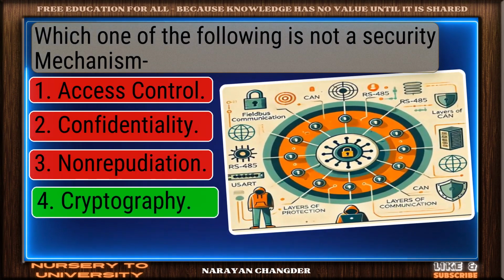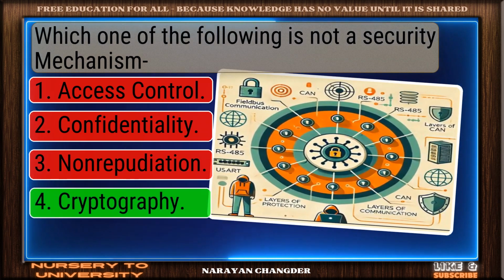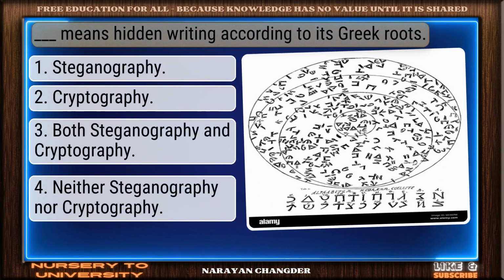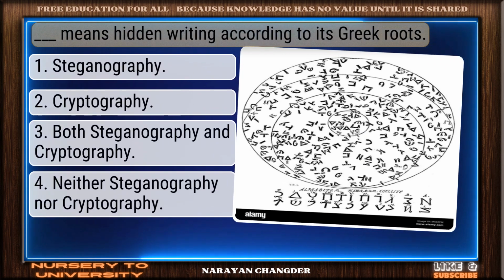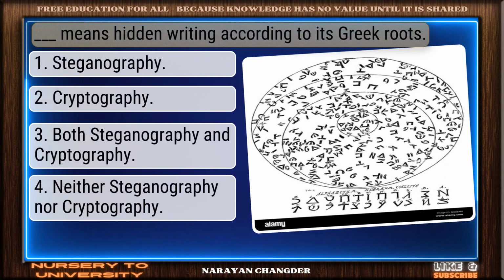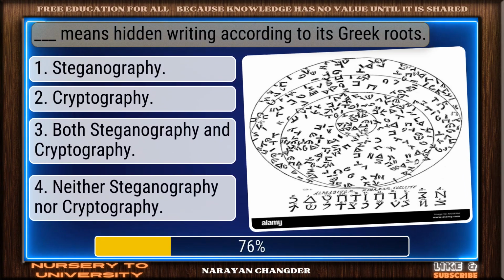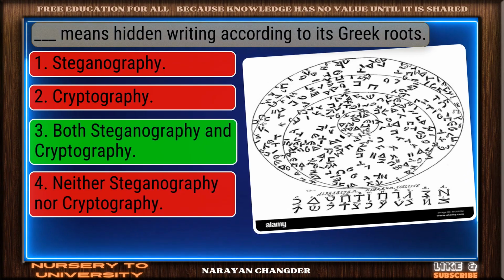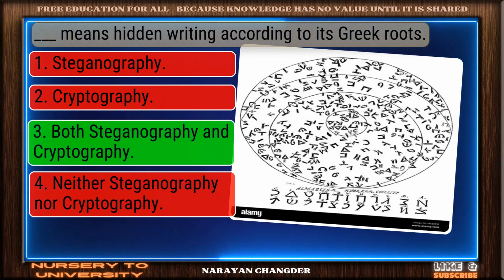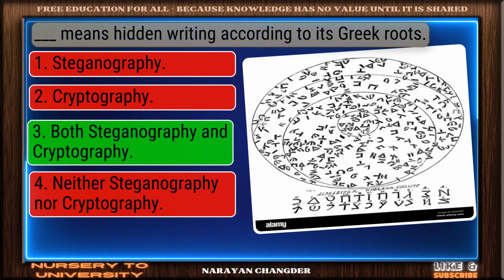Right choice. Cryptography is the best answer. Question number 39. Dash means hidden writing according to its Greek roots. Excellent. Both steganography and cryptography is a brilliant choice.